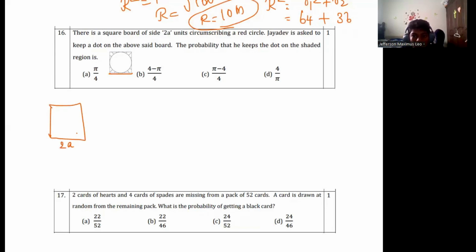Jayadev is asked to keep a dot on the above said square board. The probability that he keeps the dot on the shaded region, that is, he keeps a dot on the shaded portion only. Now the circle is here. The shade is just outside of the circle.